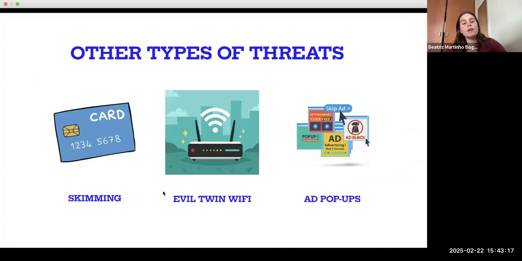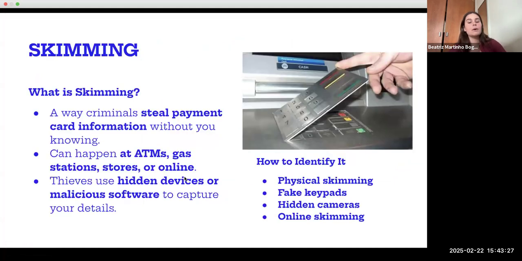And now I'm going to cover 3 other types of threats known as skimming, evil twin Wi-Fi, and then ad pop-ups. So to start with skimming, it is a way that thieves steal credit or debit card details without your knowledge. It can happen in ATMs, gas stations, stores, or even online when hackers insert a barcode into shopping websites.